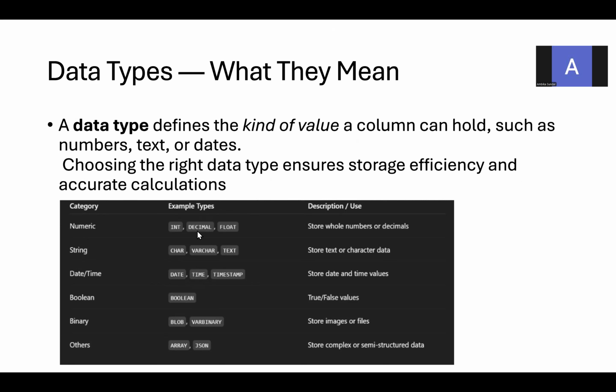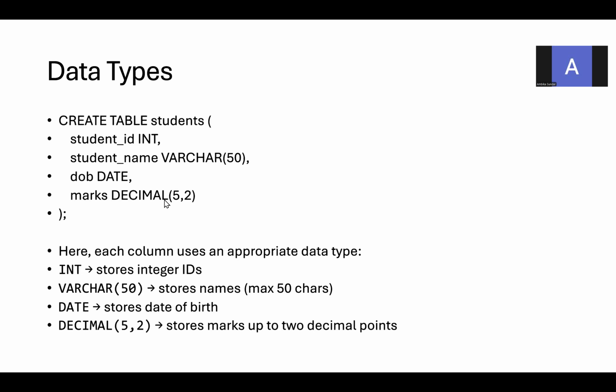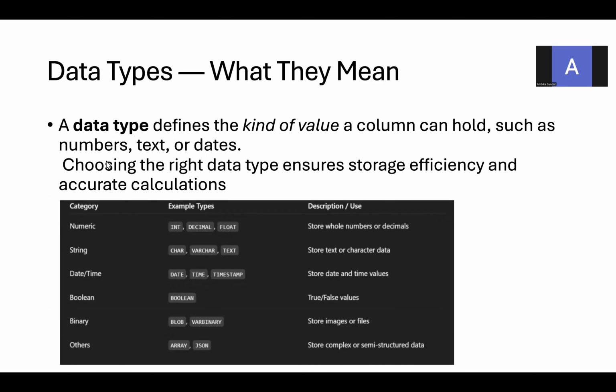Category, example types and descriptions. Numeric is integer, decimal and floats. Store whole numbers or decimals. If it is a string data type of the column, it can be character, varchar or text. It stores text or character data.